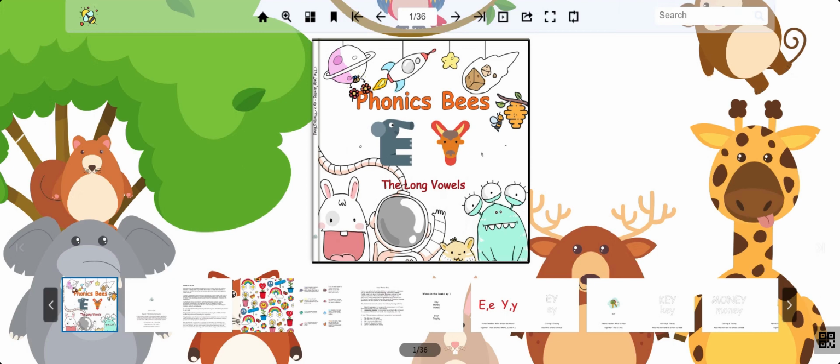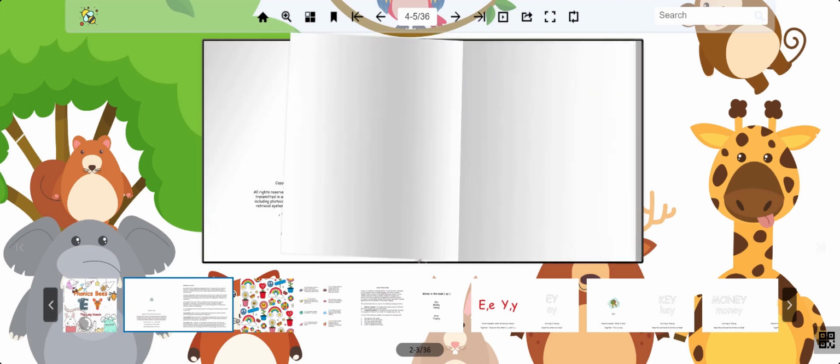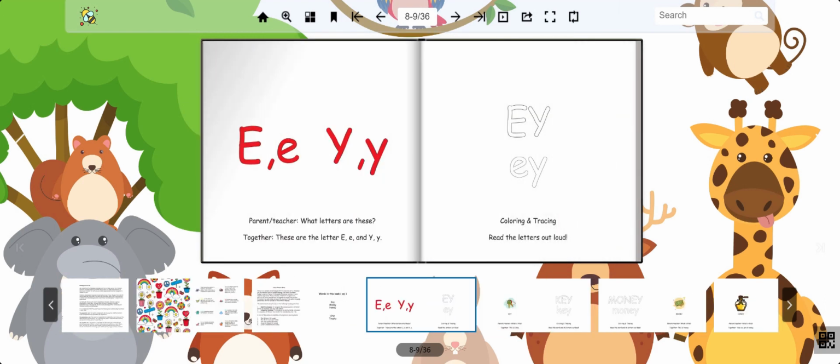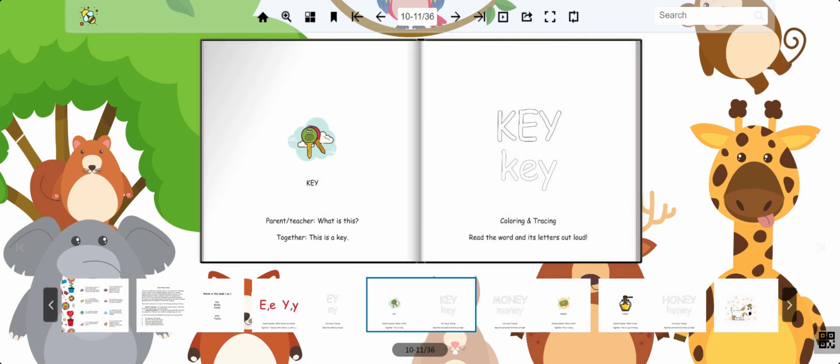We are learning about the long vowel E. These are the letters E and Y. Together, they make the sound E. In this word, we find the sound E.